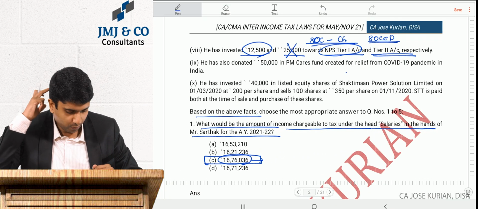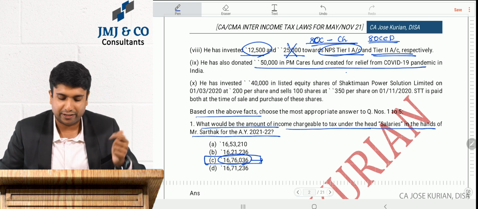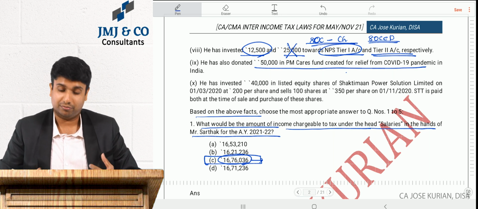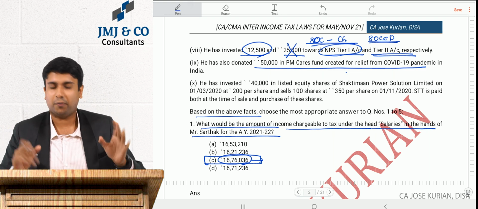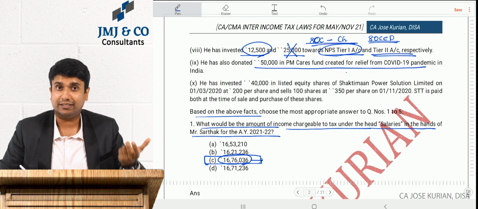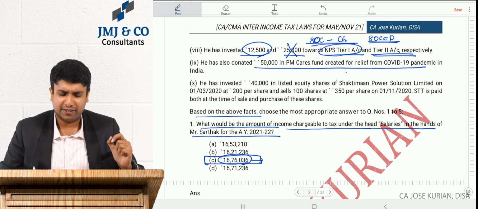Now moving forward, he donated 50,000 in the Pradhan Mantri Care Fund created for relief from the COVID-19 pandemic in India. As you know, COVID is everywhere, so you need to be very careful, and that's not our point. Our point is, what should we do with this 50,000 PM Care Fund donation? So what is the adjustment required? The adjustment is quite simple, friends.